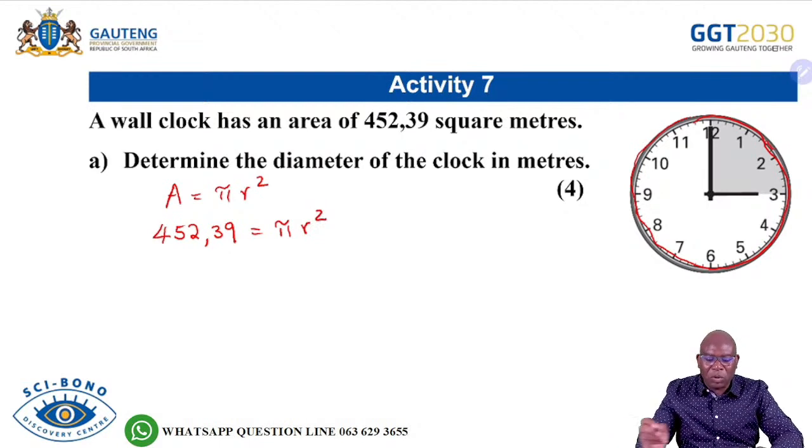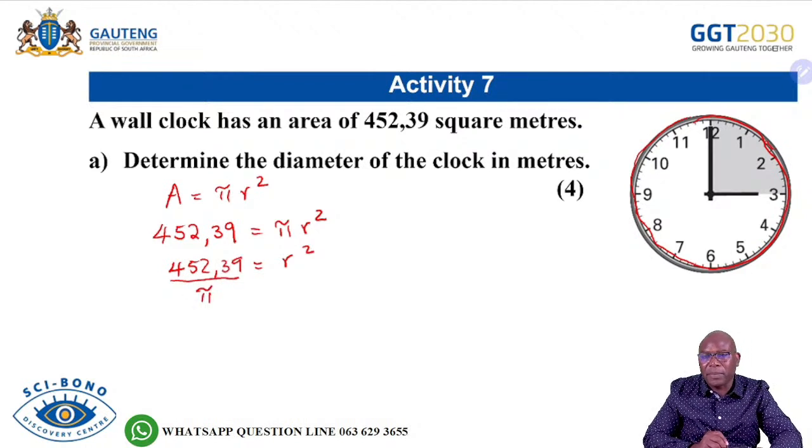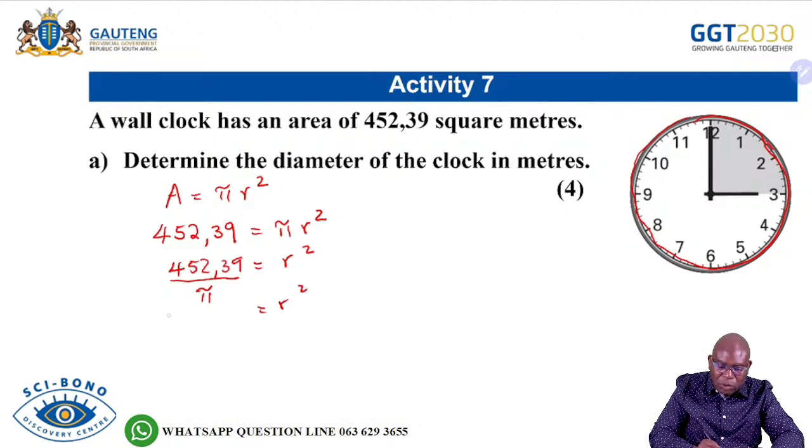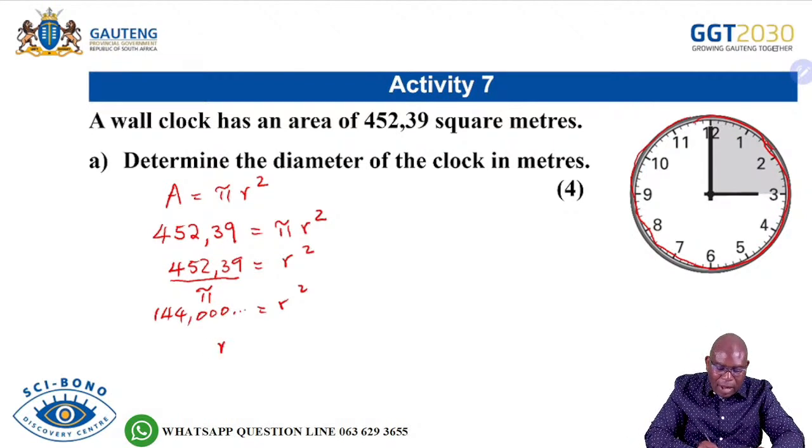So how do I calculate the r squared? I'm going to say r squared equals 452.39 all divided by pi. Then my r squared is going to be 144.000. Okay? I used my calculator correctly there. So the r will be the square root of that value, which is 144.000. Then the answer for r will be 12. Remember, it's in meters.